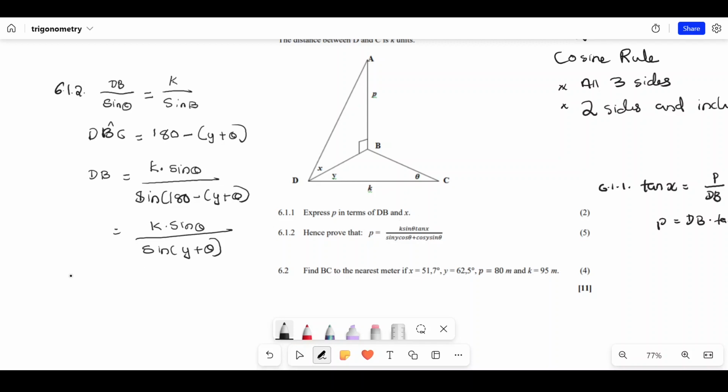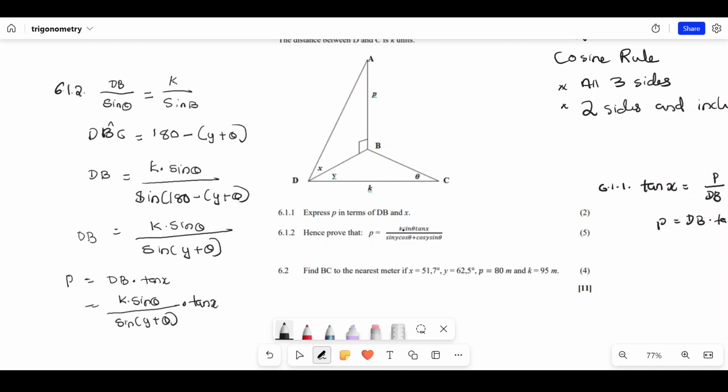Prove that P equals... so we are going to use the answer we got in 6.1.1, which is P equals dB tan x. And we now know what dB is. This is the dB now. dB is k sine theta divided by sine of y plus theta. Let us substitute. That is k sine theta divided by sine of y plus theta, times tan x.